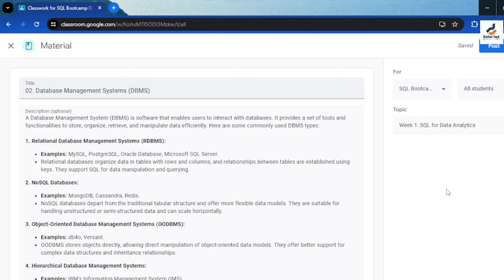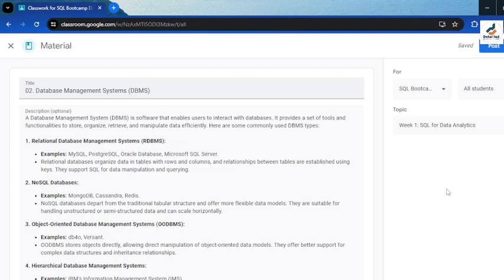A relational database management system organizes data in tables with rows and columns, structured data, and the relationships between tables are established using keys, exactly what I said initially about databases. They support SQL for data manipulation and query. So key takeaway, guys: your table should be structured, your data should be structured.